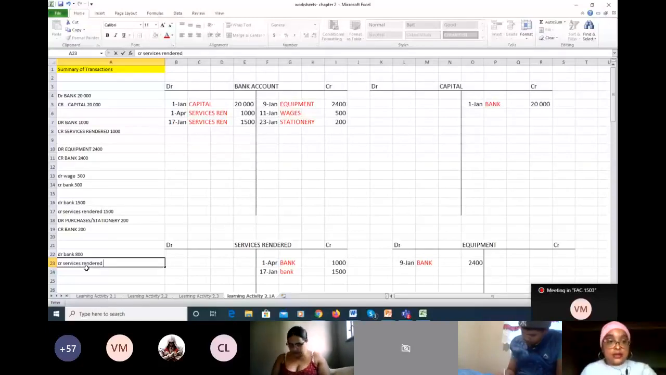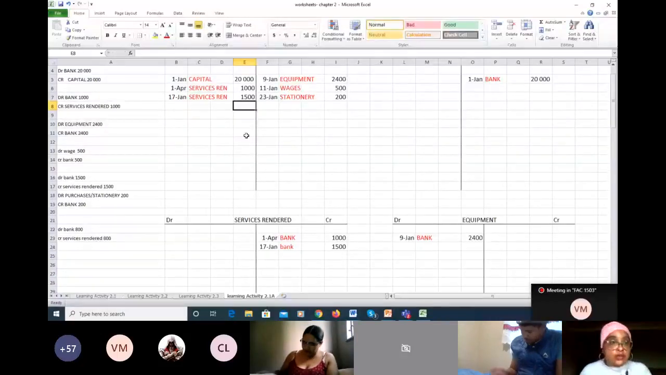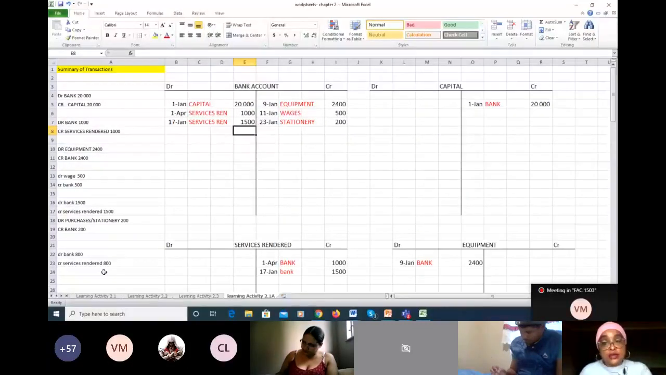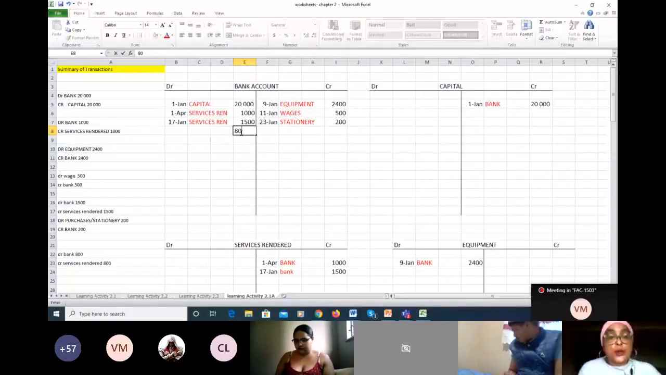So I told you it was debit bank. We do as our summary said. You don't go put it anywhere else. If I see debit bank there, you put it on the debit side of the bank account. You don't go put it on the credit side, then you're going to start getting confused. So the 800 Rand I put there, and my services rendered, I put under services rendered.